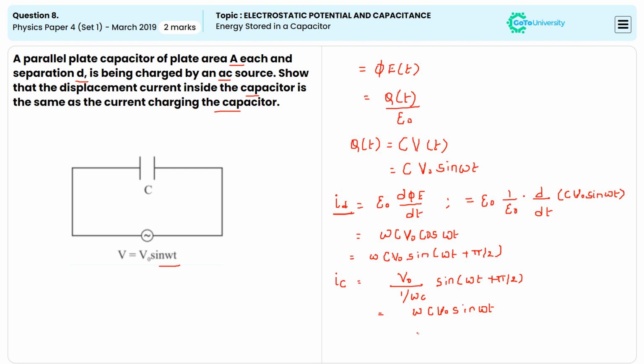Then we can write that both are the same, I D is equal to I C. That is, the displacement current is equal to the conduction current.